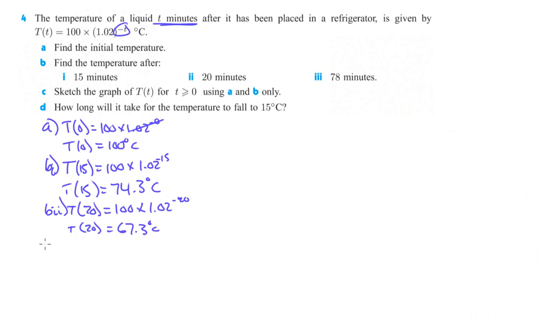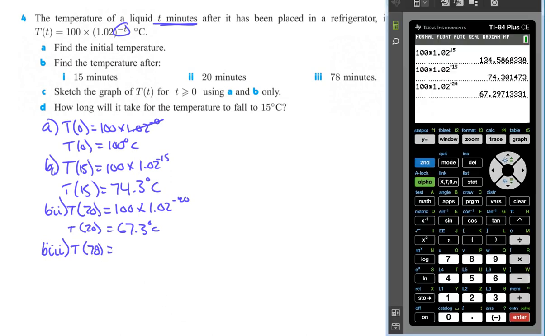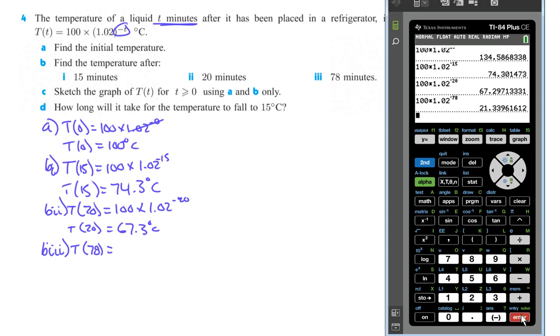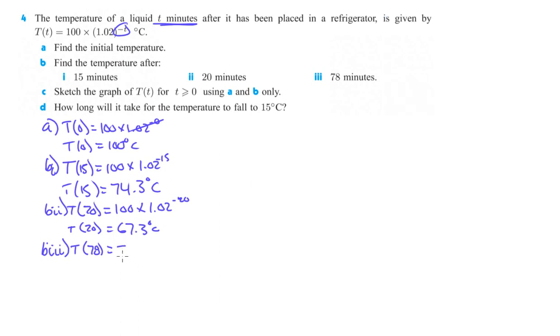And then for part D on this, we're going to put in 78. So the temperature at 78 minutes is going to equal what? So go back up, highlight my equation, push enter, turn that negative 20 into negative 78. Push enter, and we're at, wow, all the way down to 21.3 degrees.